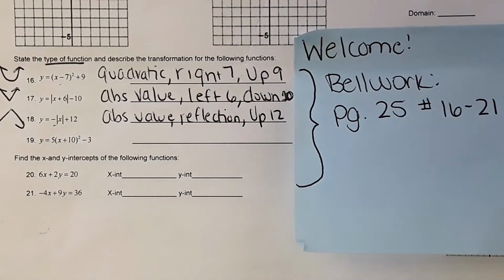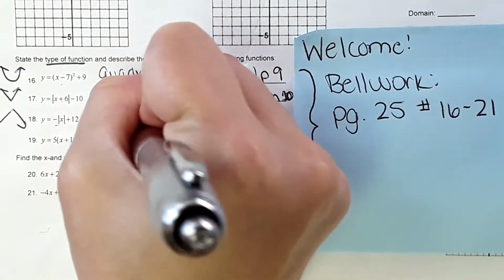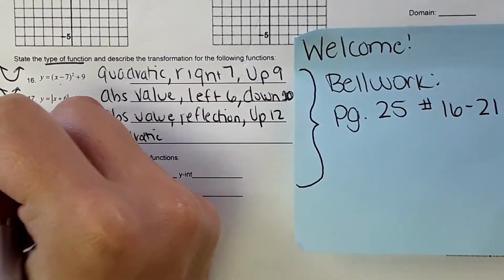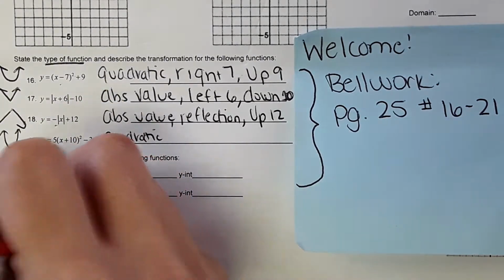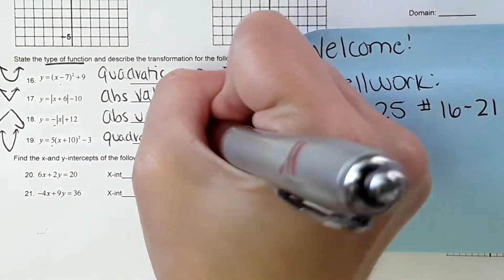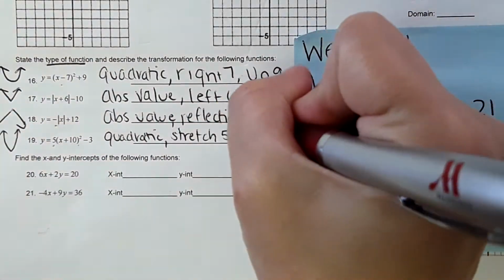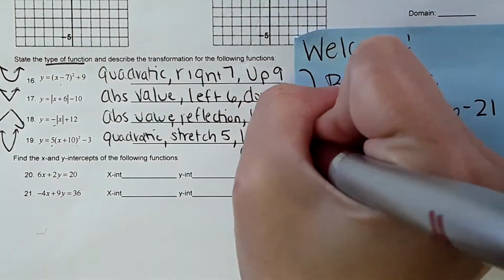And then for 19, we have a quadratic, so that's square there, quadratic. So our graph is going to look like this, but it's going to be rather steep because of this stretch of 5. So it has a stretch of 5. Plus 10 would be left 10. And then minus 3 would be down 3.